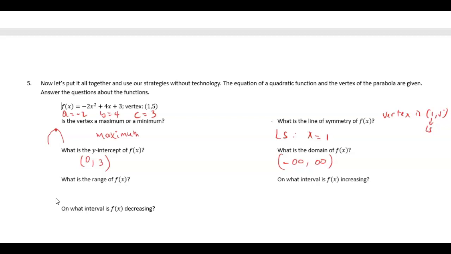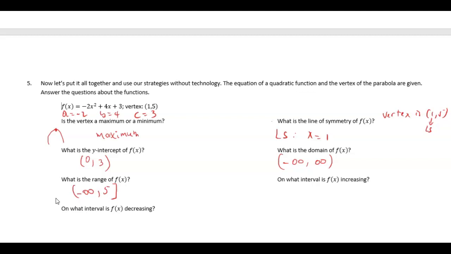What is the range of f of x? Now, the range is based on your vertex. Because it's open down, that means I'm going to start with negative infinity, and if it's negative infinity, you put it first. Then I'm going to go up all the way to 5, the y value of the vertex. So that will be my range right here.